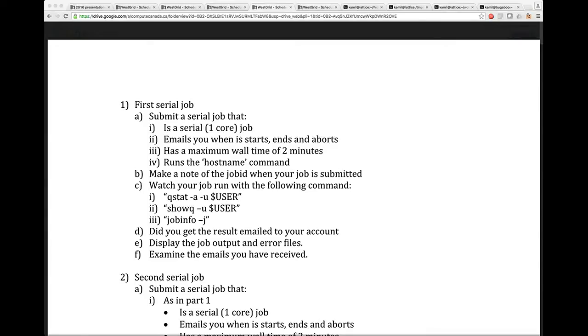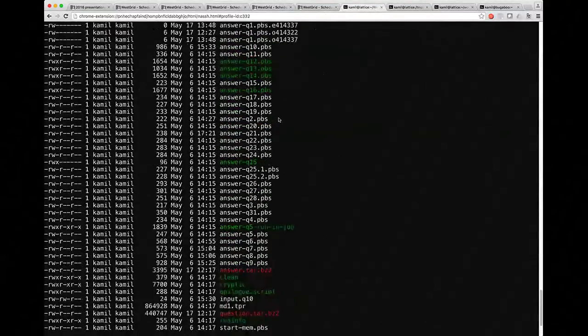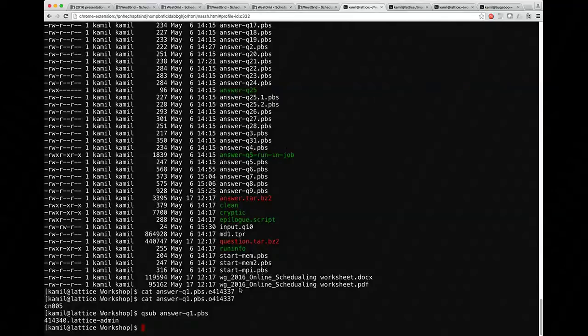Oh, so somebody asked, what is the file name with the questions in it? The file name is the WestGrid 2016 online scheduling worksheet. There's a PDF and the doc file. And you can also get that information online if you follow the link that I put into the group chat.